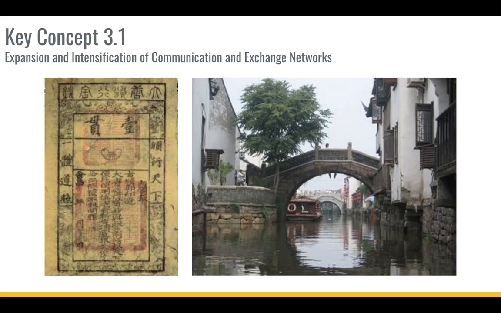States also built commercial infrastructures. For example, the picture here on the right is of the Grand Canal in China, which was built in this time period. That, of course, encouraged trade along a north-south route in China and helped first the Sui and then later the Tang and the Song dynasties flourish.